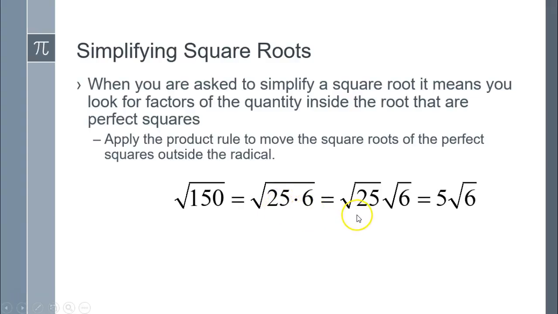Then the product rule allows me to evaluate the square root of 25 and get 5 and keep that multiplied by the square root of 6. 6 has no factors that are perfect squares, so this radical is now simplified.